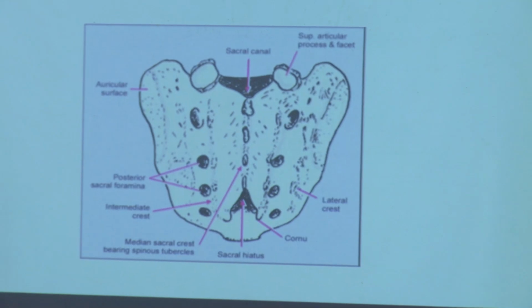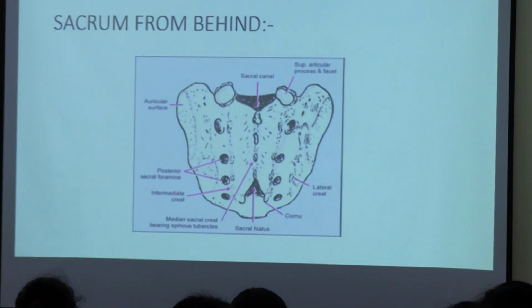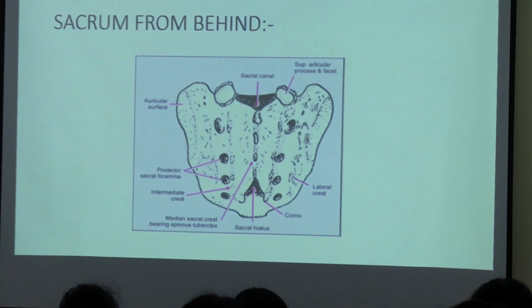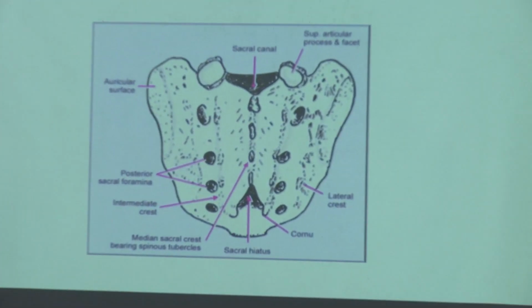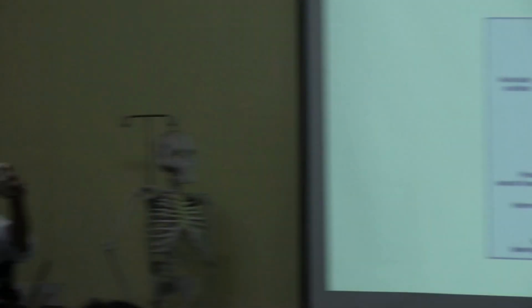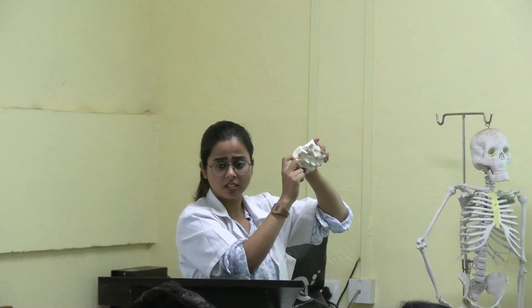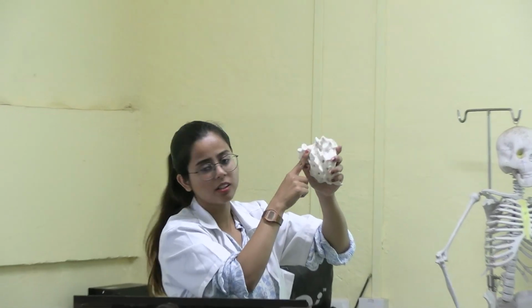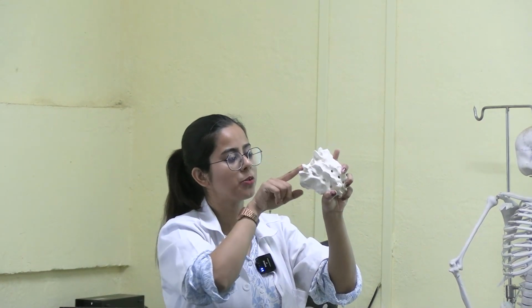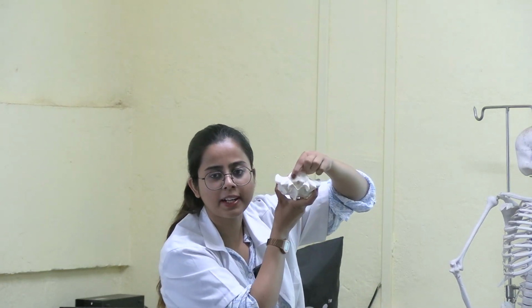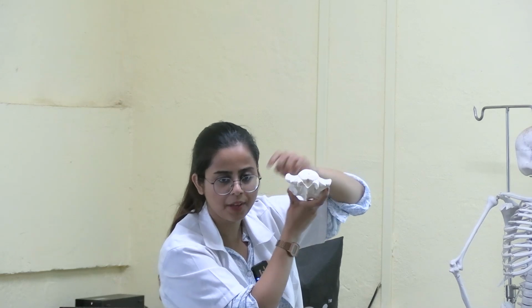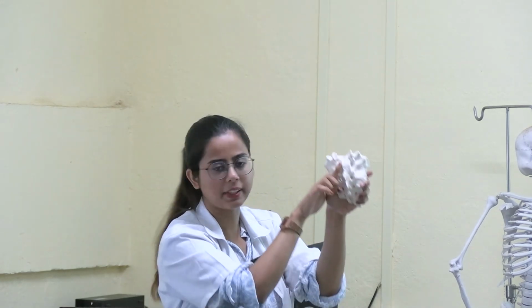Now behind. Can you see these 2 structures? These are the superior articular processes. What is this part of the vertebra called? Pedicle. And what is this called? Lamina. So the superior articular processes arise between the pedicle and the lamina. The pedicle is short and thick, and the lamina is oblique.